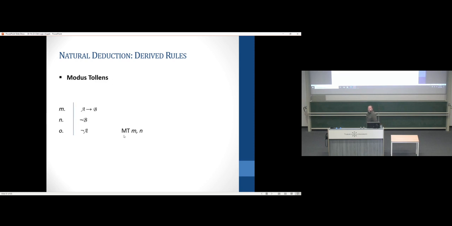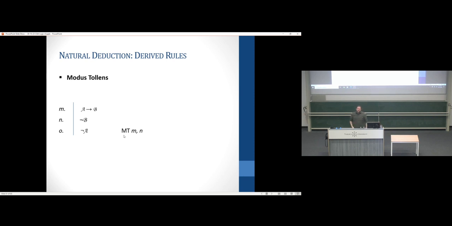A third derived rule is modus tollens. So modus ponens was where we had the conditional and the antecedent, and we derived the consequent, right? We had the conditional and the first part, so we concluded the second part is true. Modus tollens says you've got a conditional, and you know the second part is false. The consequent is false. So then you can derive that the first part is also false. The antecedent must be false as well.